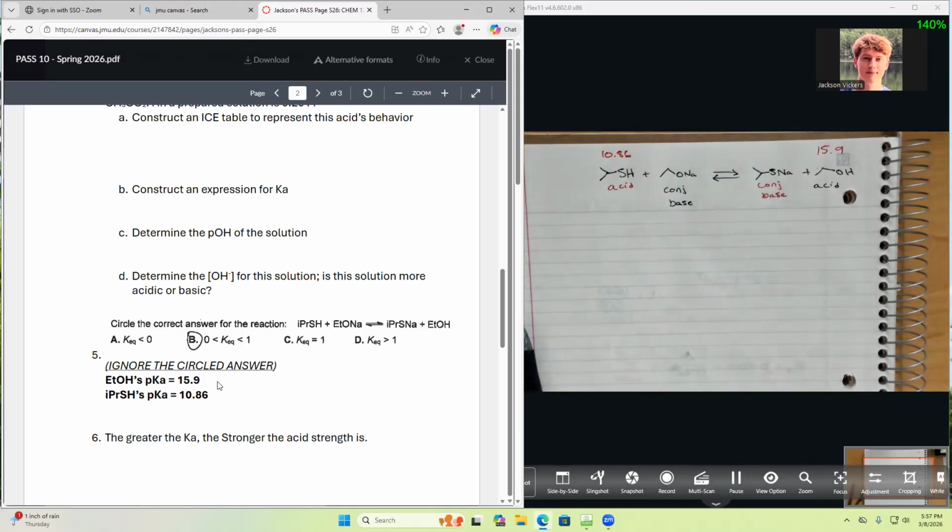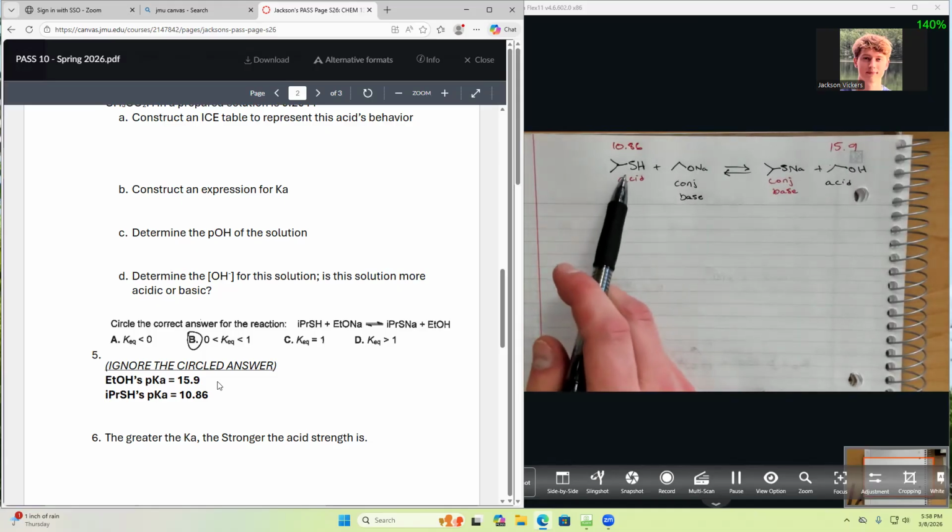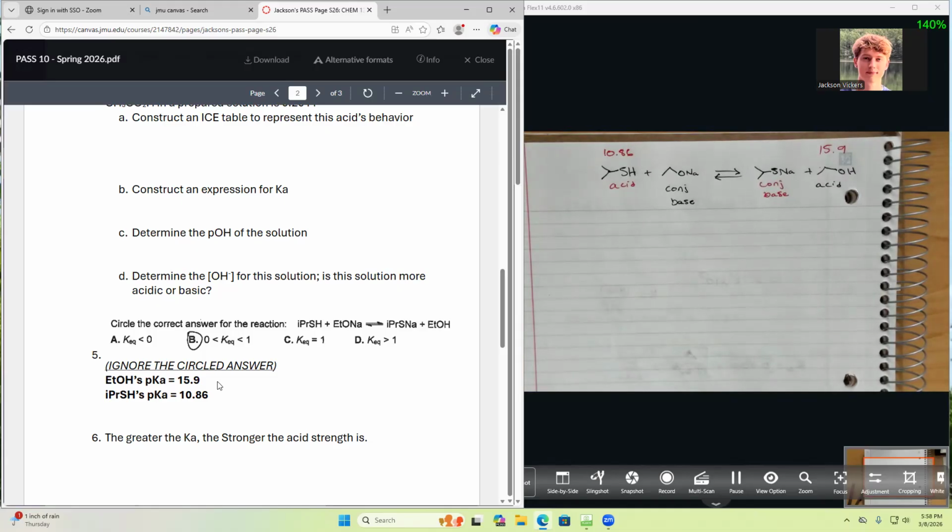So now we need to think about what that means. Is a higher pKa or a lower pKa indicative of a stronger acid? Lower. The lower the pKa, the stronger the acid, exactly. So we can say this guy is a bit of a stronger acid, right? So now we need to tell where equilibrium is going to lie. And this was the last problem on your active from Friday.